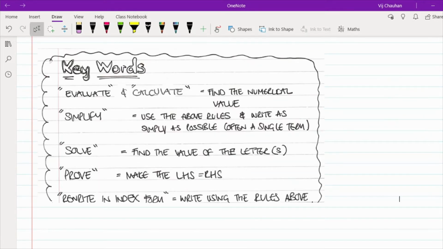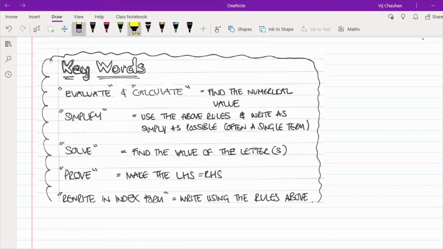So the next thing we move on to are keywords. One of the things that you will notice when you move on to A-level is that the questions are worded slightly differently, the layout is slightly different, and there are key things that you need to understand about what the question is actually asking for. So all I've done here is gone through some of the common questions that get asked related to indices alone, and these are the kind of words that pop up more often than not.